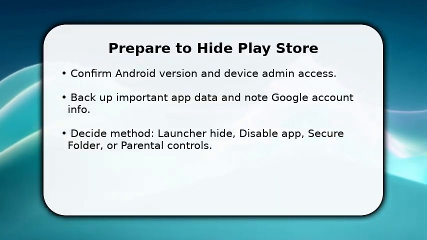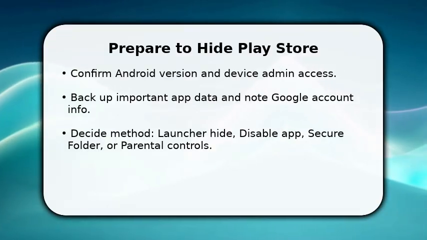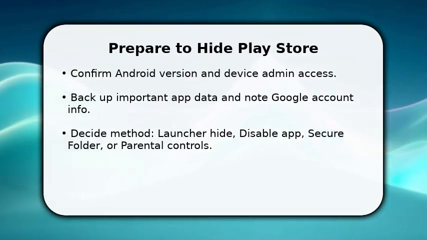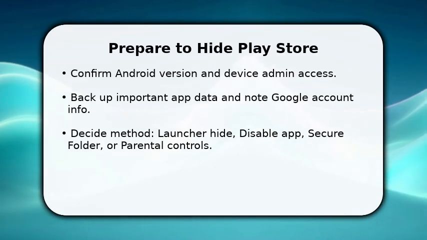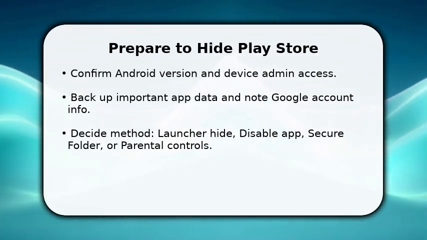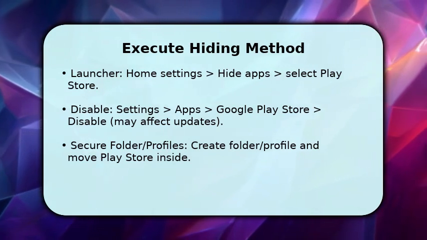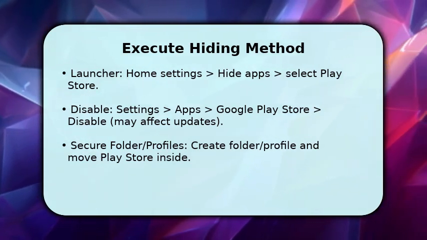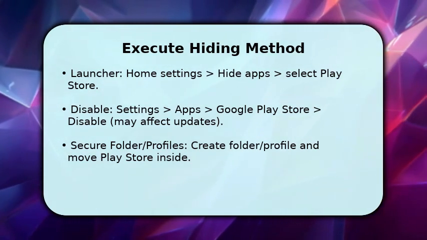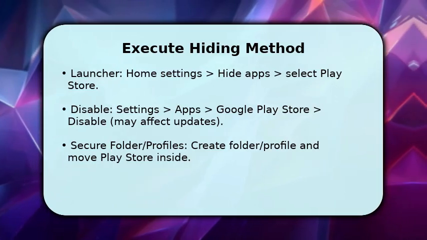Hide via your launcher, disable the Play Store app, use a secure folder, or create a restricted profile with parent controls. Make that choice now so the next steps match your path. If you chose a custom launcher, open Home Settings, pick Hide Apps, and toggle Play Store Hidden. This prevents the icon from appearing without changing system behavior.